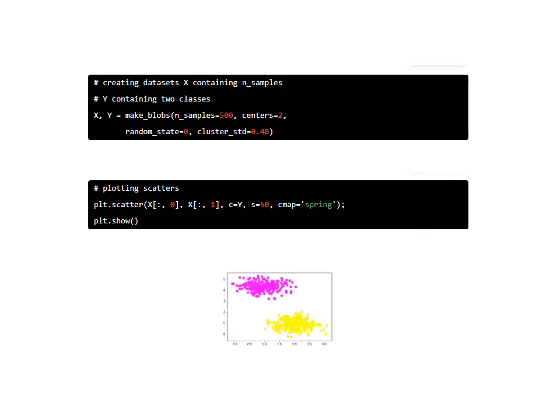So here we generate 500 samples and we make 2 blobs. Then we use a scatter plot to plot the data and we can see the images. We have 500 points and we have 2 blobs.